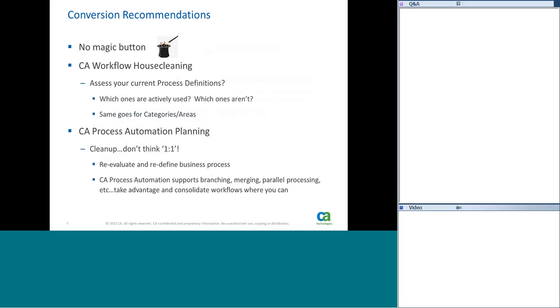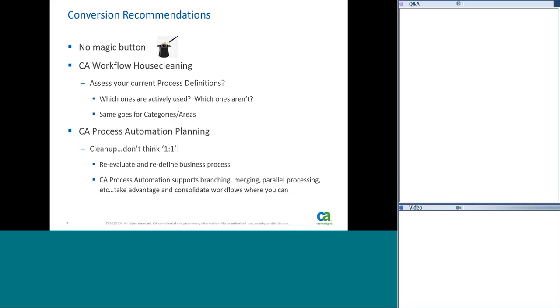So to start, we would recommend doing some housecleaning. Have a look at your current process definitions in CA Workflow. Determine which ones are actively used, which ones are not actively used, which ones have room for improvement. So maybe there are different operators or different tasks or steps in those process definitions that are no longer needed, that may be redundant, and really take a look to analyze what can we clean up going forward.